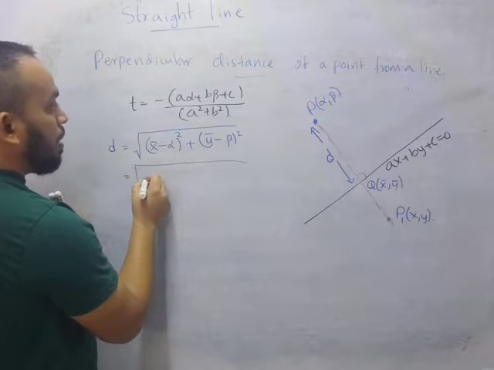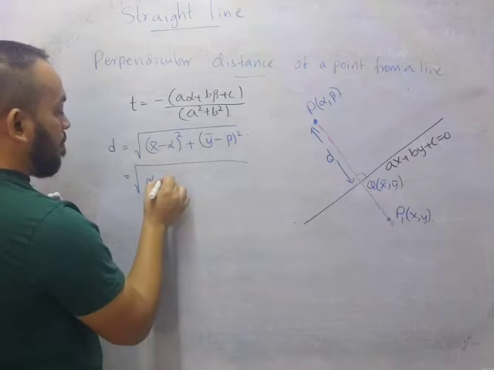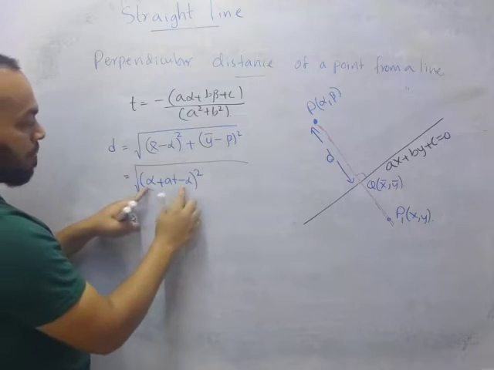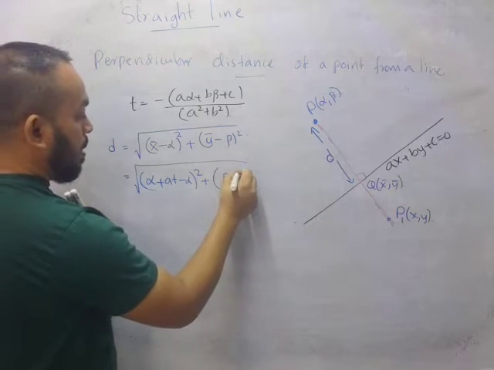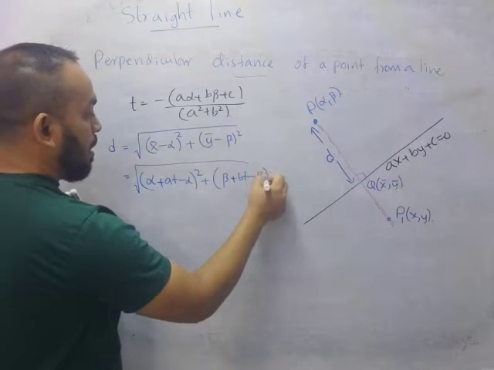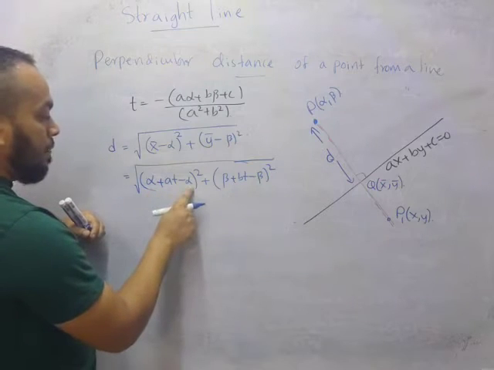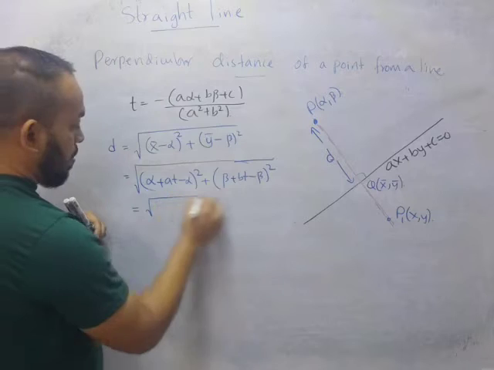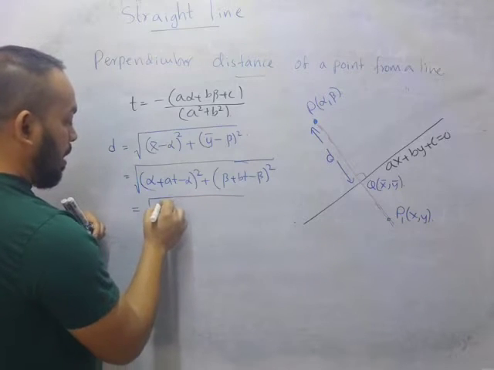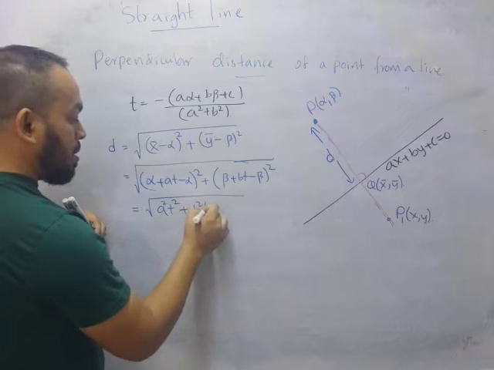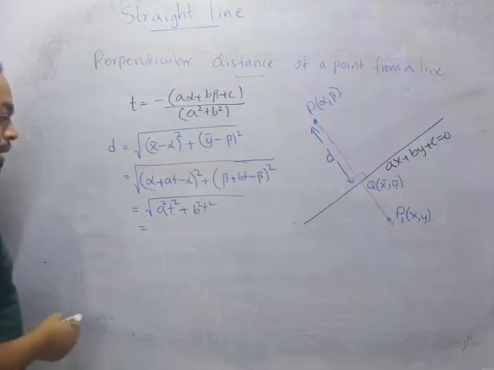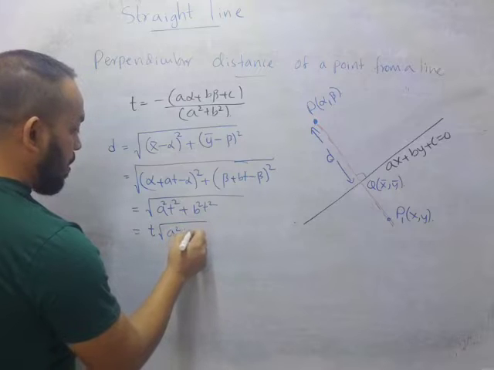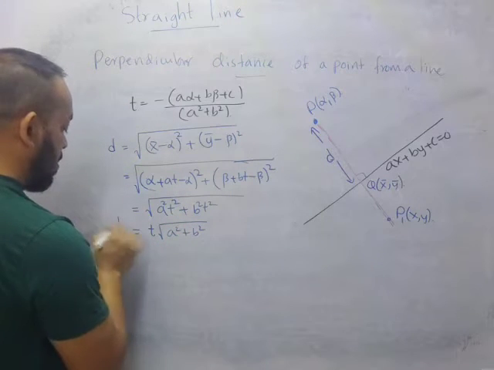There should be alpha plus a t minus alpha, right? Then beta plus b t minus beta, squared. You can see that alpha goes off and beta cancels out, and we get square root of a square t square plus b square t square. So let me take out t. Then I get t square root of a square plus b square.